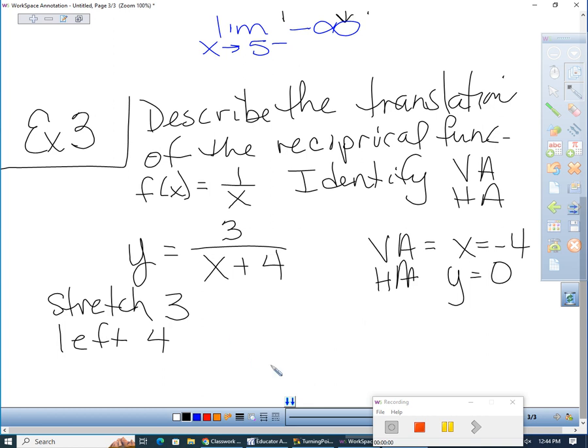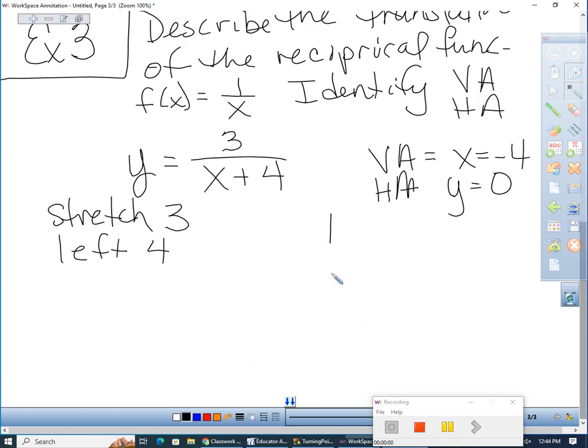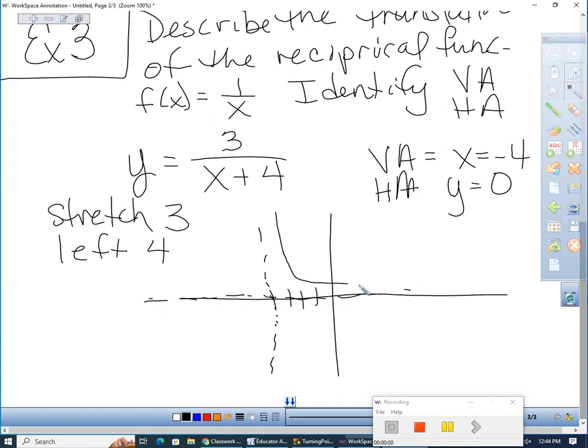Okay? So let's go ahead and sketch this. So we have a vertical asymptote at -4, horizontal asymptote at 0. Again, it's going to be in the first 2 quadrants because it hasn't flipped. If it was negative, it'd be in 2 and 4, right? Okay?